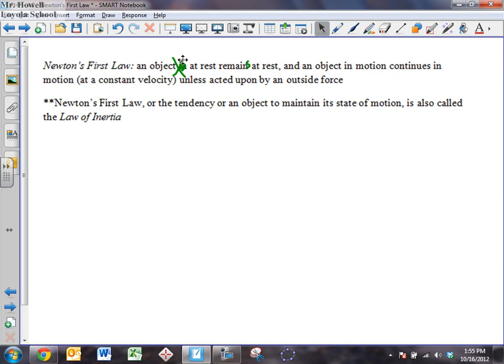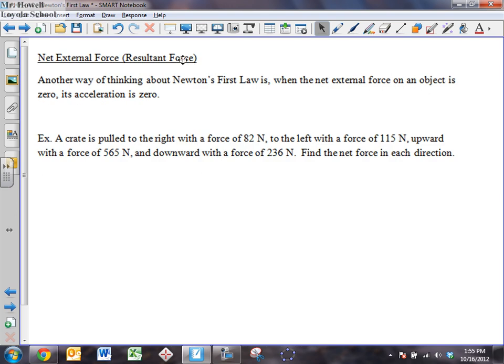All right. Let's take a look at the next thing we're going to talk about. The next thing we're going to look at is called the net external force. Now, please don't write anything down yet. You can write the title if you want, but don't start writing. I want to give you an example that makes this a little bit easier to understand before you start writing.